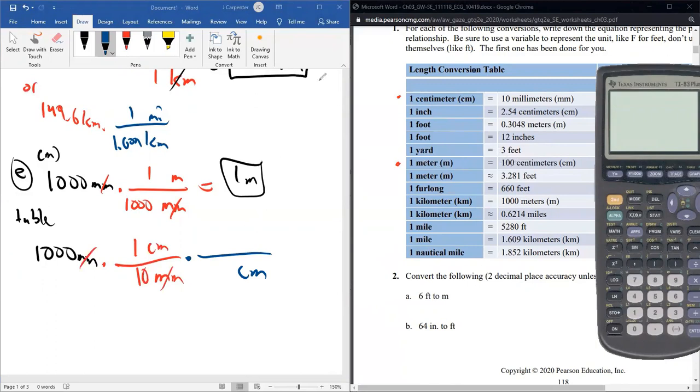So we go off of annotate. 100 centimeters is 1 meter. And when you end up doing 1,000 divided by 10, you'll get 100, and then divided by 100 is going to give you 1, and the meters will be the only units left, so you get 1 meter, the same answer.